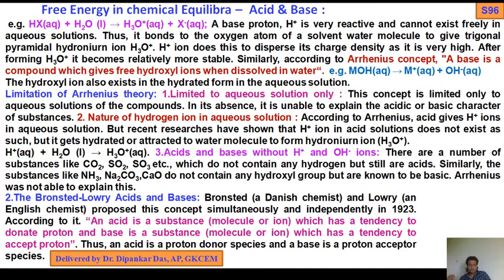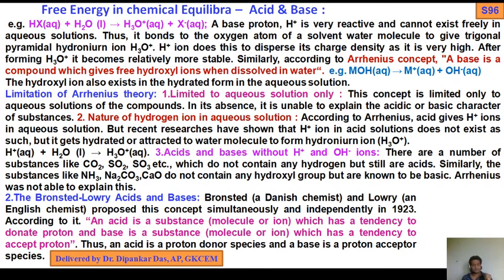In the Bronsted-Lowry concept, an acid is a substance which has a tendency to donate a proton. Similarly, substances which accept protons are called Bronsted bases. So a Bronsted base is a substance which has a tendency to accept a proton, and a Bronsted acid is a substance with a tendency to donate a proton. Thus an acid is a proton donor species and a base is a proton acceptor species.